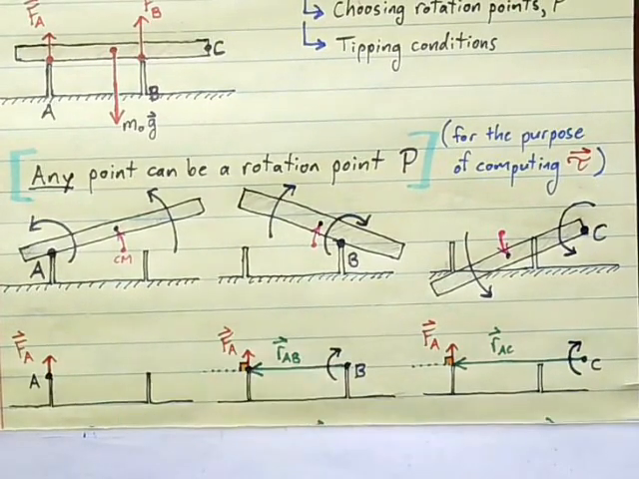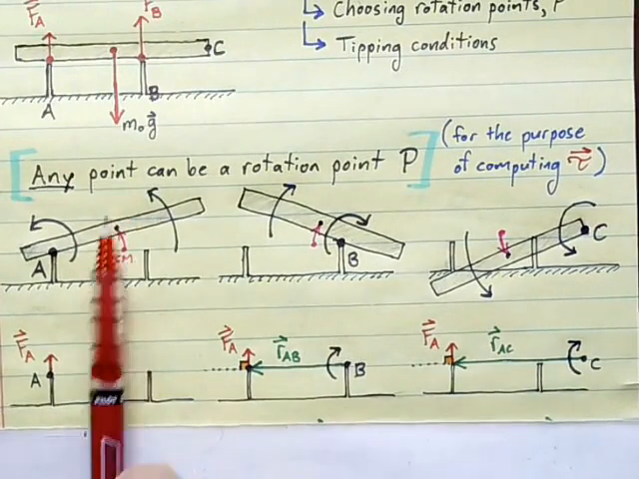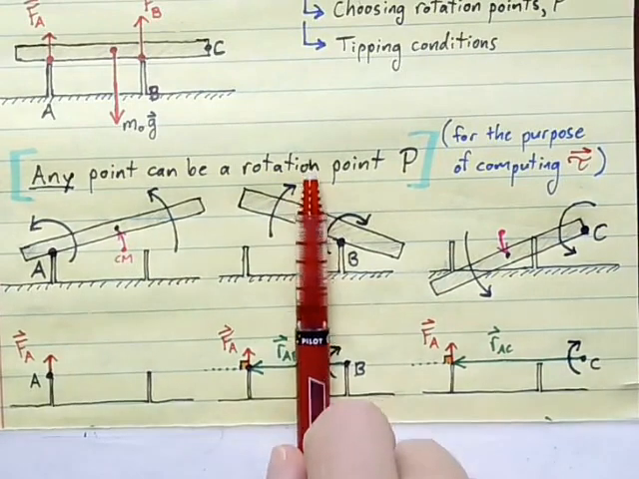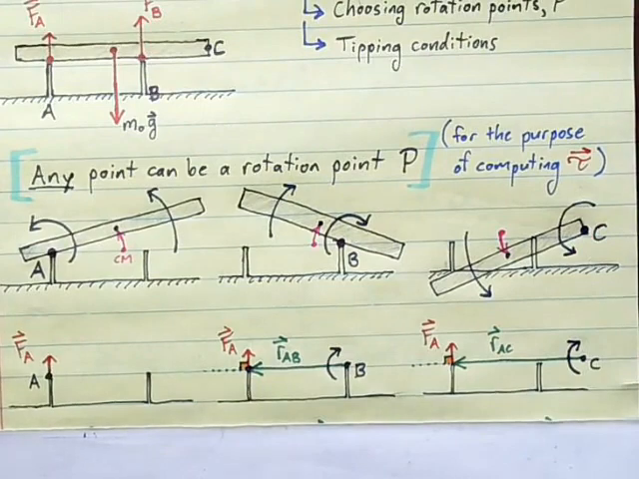I'm going to have three columns here. This column is for the torques that are exerted if A is our point of rotation. This column is for the torques exerted if B is the point of rotation, and over here if C is the point of rotation.